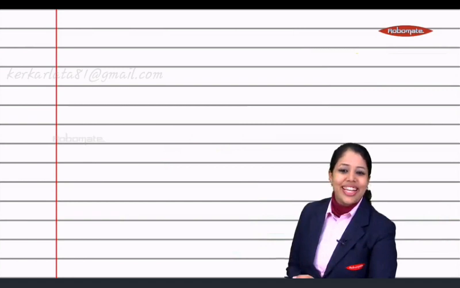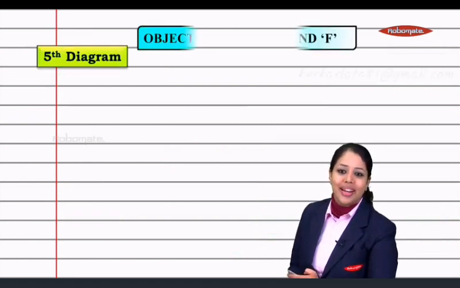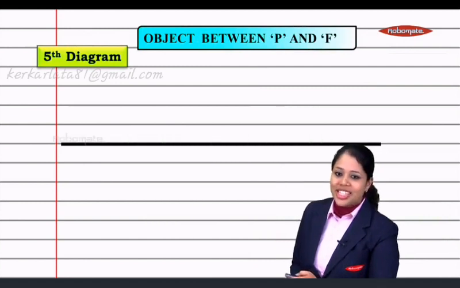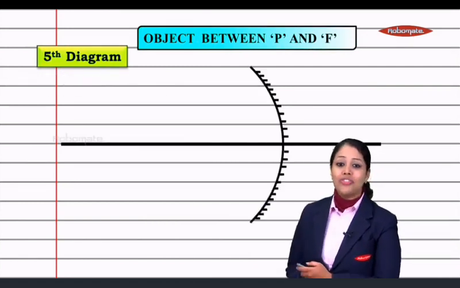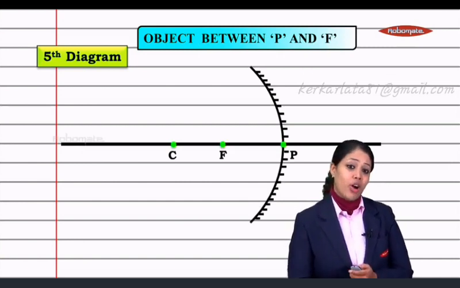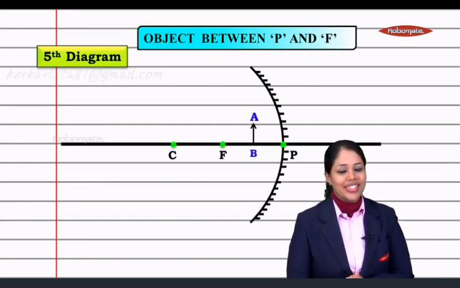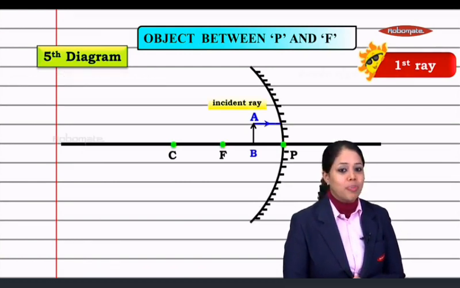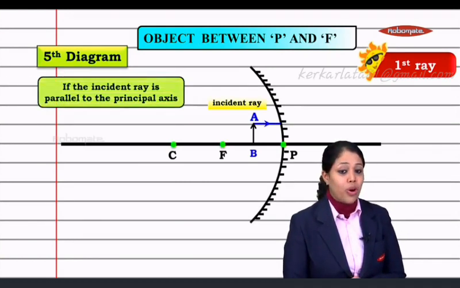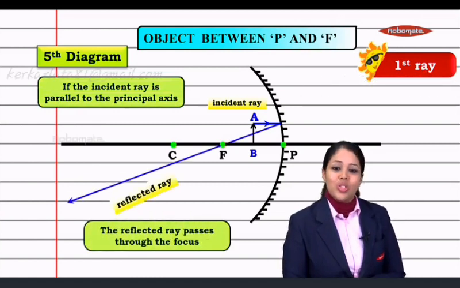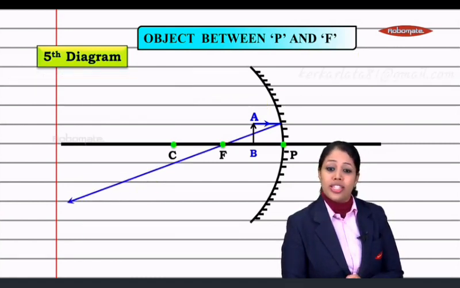Now students, let's move further with the 5th ray diagram, that is object between P and F. So first thing, you make the base diagram. After you make the base diagram, students, what you have to do is you have to place the object between pole and focus. Now we use the first rule. If the incident ray is parallel to the principal axis, then the reflected ray passes through the focus.